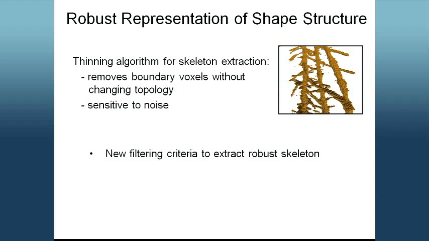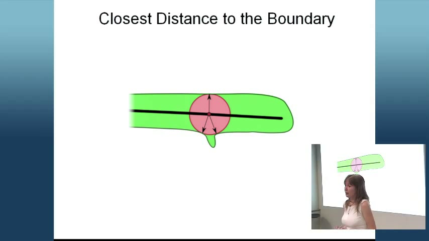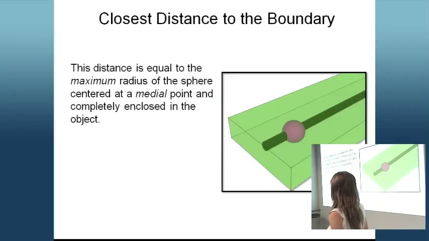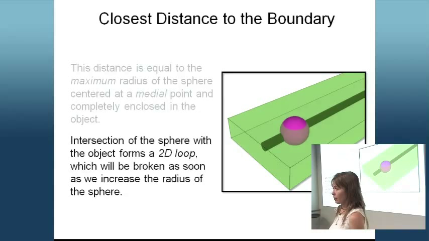Before I explain the filtering criterion, I would like to look at the traditional distance measure that is used in order to extract skeletons or to compute medial surfaces and medial axes. This is the distance from some medial point to the closest point on the boundary. In 3D, this distance is equal to the maximum radius of a sphere located at the medial point which is completely enclosed inside the shape. And the intersection of this sphere with a 3D object creates a two-dimensional loop, which will break as soon as we increase the radius of this sphere.